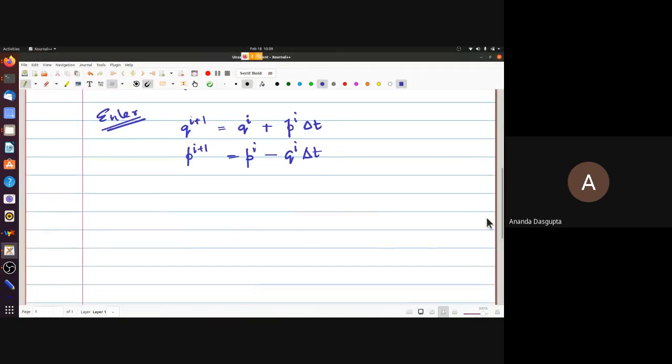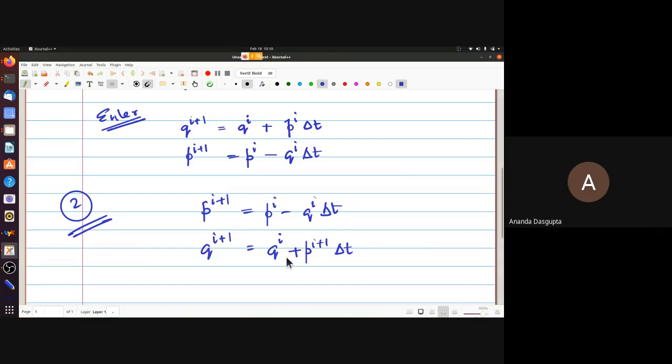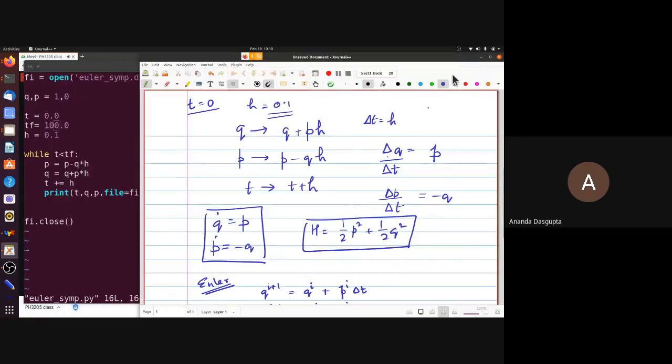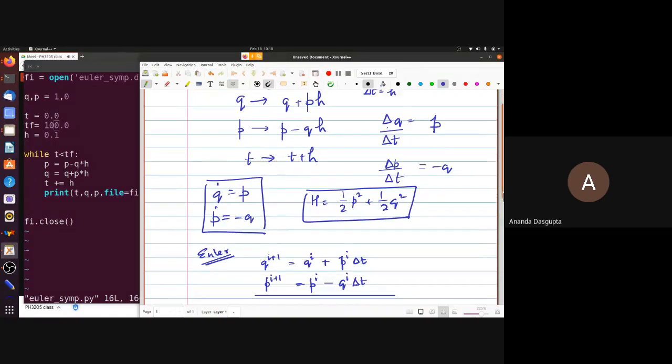For the second version, what we did was we calculated the Pi first using this. But when I calculated Qi plus 1, I calculated it using a code which looked very similar. You just wrote Q plus P into H. But the P now has already changed. So it's plus Pi plus 1 delta T. So these two algorithms are different, right? And of course, if delta T were really infinitesimally small, it would make no difference whatsoever. They would be exactly the same algorithm.